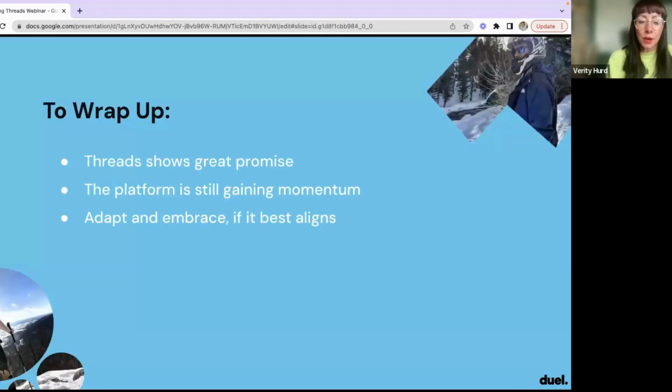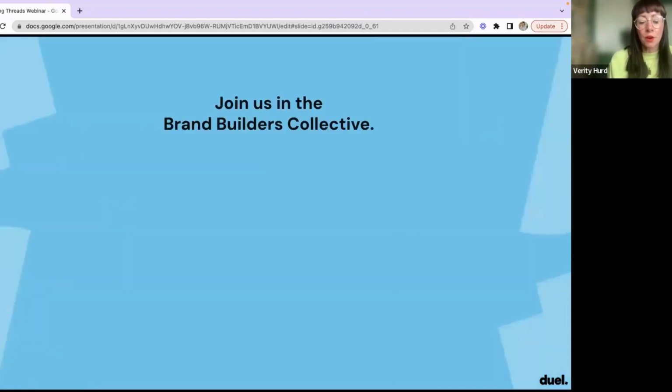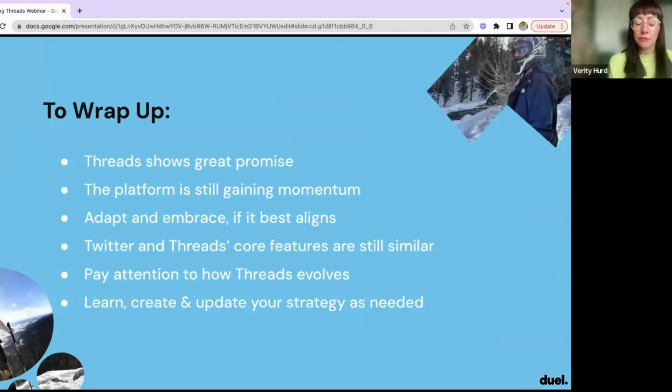So just a couple of things to wrap up. We definitely see great promise with Threads. Like I said at the start, I know there's conversations around engagement and retention dropping, but Meta has never failed at anything. It's still gaining momentum. And this is all about adapting and embracing as much as possible. Twitter and Threads core features are still very similar.